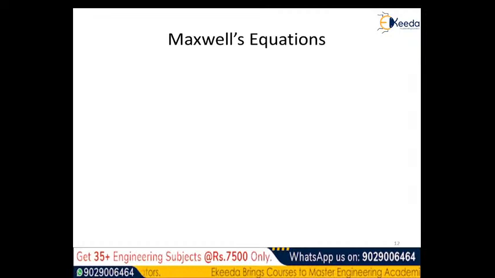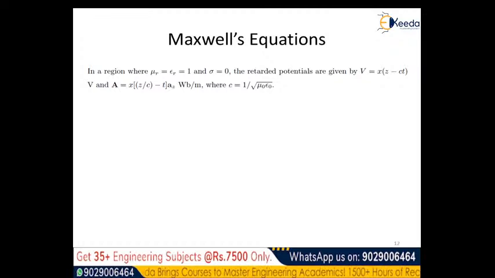Now here we have the fourth problem statement to practice the use of Maxwell's equations. It starts: in a region where mu r is equal to epsilon r is equal to 1 and sigma is equal to 0, the retarded potentials are given by capital V equal to x of z minus ct in volts, and capital A equal to x of z by c minus t multiplied by Az, the unit vector, measured in Weber per meter, where c is the velocity of light, a constant that can also be 1 upon square root of mu 0 epsilon 0.